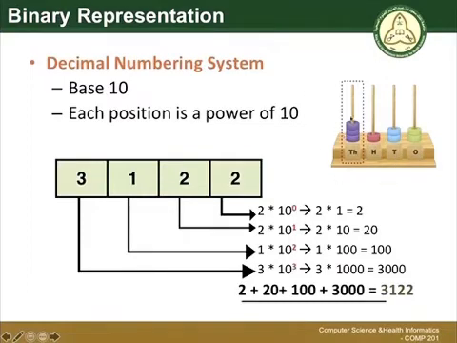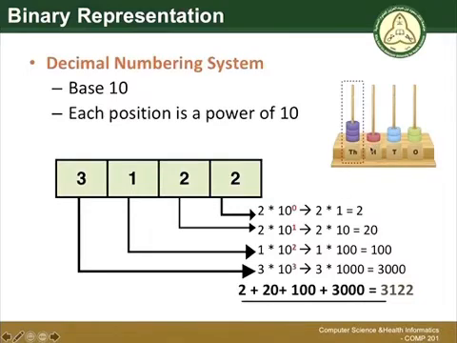Another way to think about how we did the math is that the number here is multiplied by 10 to the power of 0. 10 to the power of 0 is 1. That gives me 2. Then I come here. This is 2 multiplied by 10 to the power of 1. 10 to the power of 1 is going to give me 20.